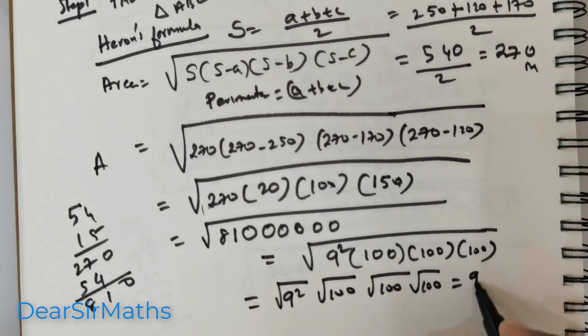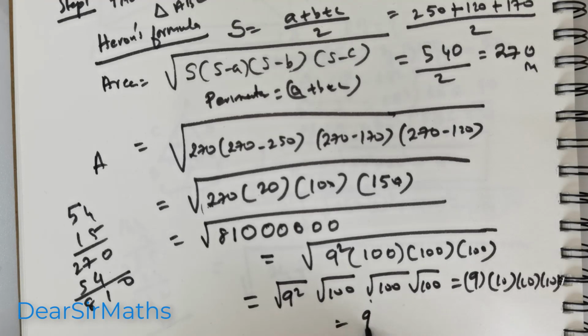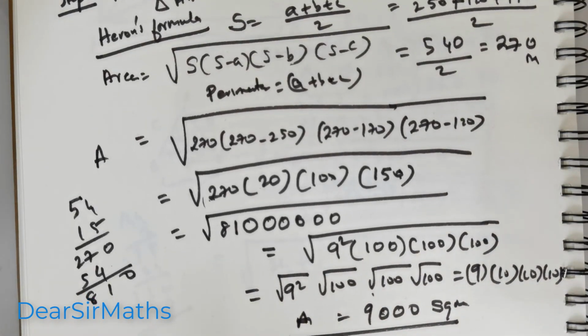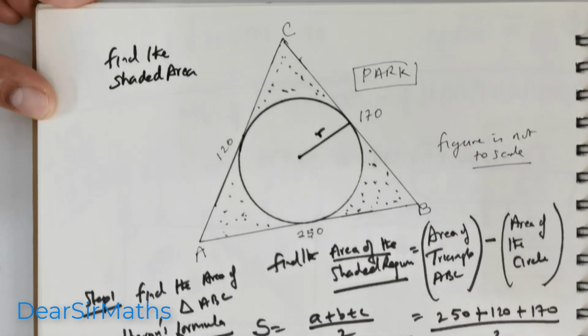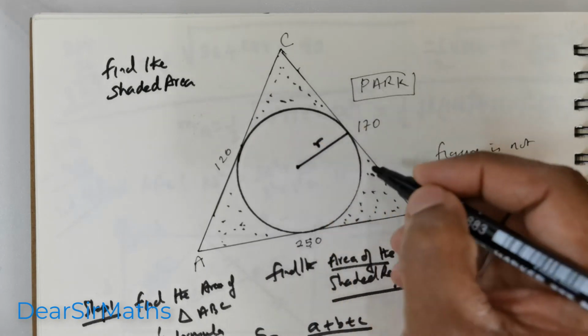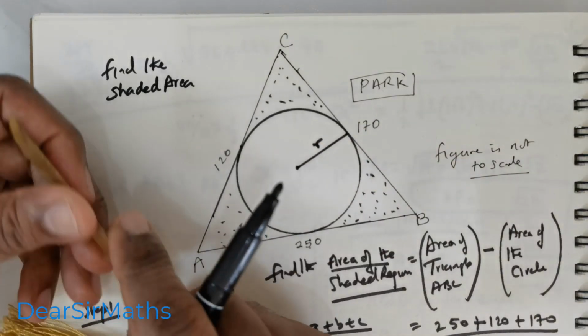Root of 9 squared is 9, root of 100 is 10, 10 and 10, which is equal to 9 followed by 0, 0, 0. This is square meters. This is the area, right? So we got the area of the triangle. Now we need to get the area of the square. How are we going to do that? There is a technique for that.